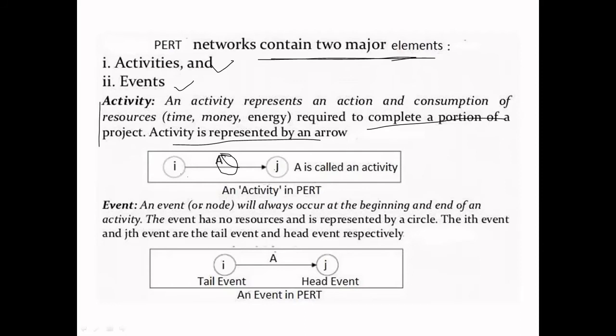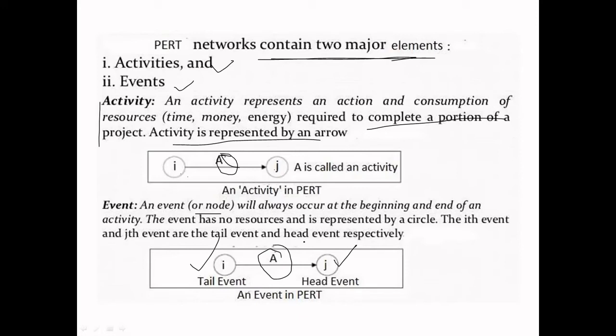An event, also called a node, will always occur at the beginning and end of an activity. From here we have one event, and here also one event. So this is the tail event and this is the head event. We have to reach the head event, so whatever activity you are performing is what takes you to this particular event. So events always occur at the beginning and end of an activity.